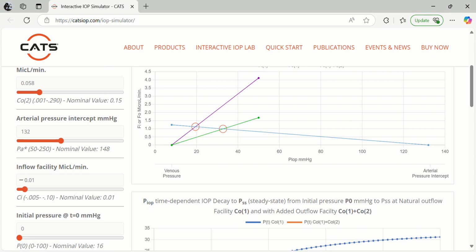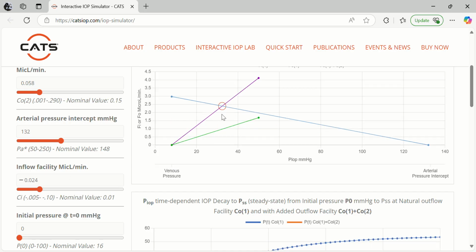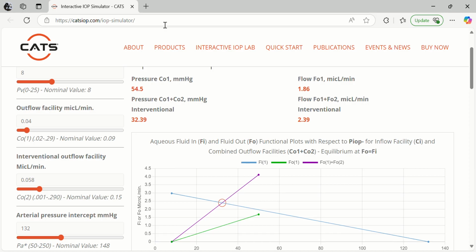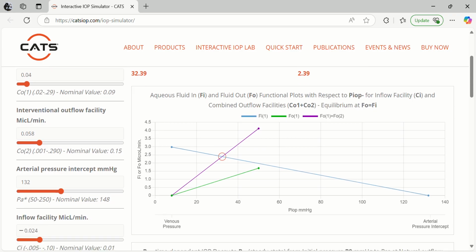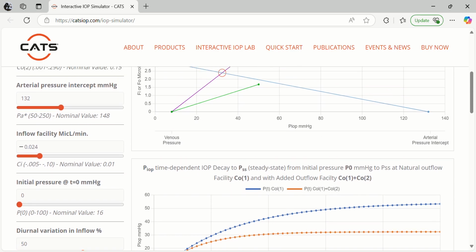In addition to that, there are various drugs and disease processes that can increase the inflow facility. So let's say we have an inflammatory condition within the eye, or post-surgical, where we've broken down the blood aqueous barrier and we increase that inflow facility significantly. You can see that as that occurs, now we have a new equilibrium. And if you go back up here, we've significantly increased that pressure. Again, this can be due to various disease processes, and that gives us a new equilibrium for both the non-interventional and the interventional as well. But we can see how these things interplay with each other.